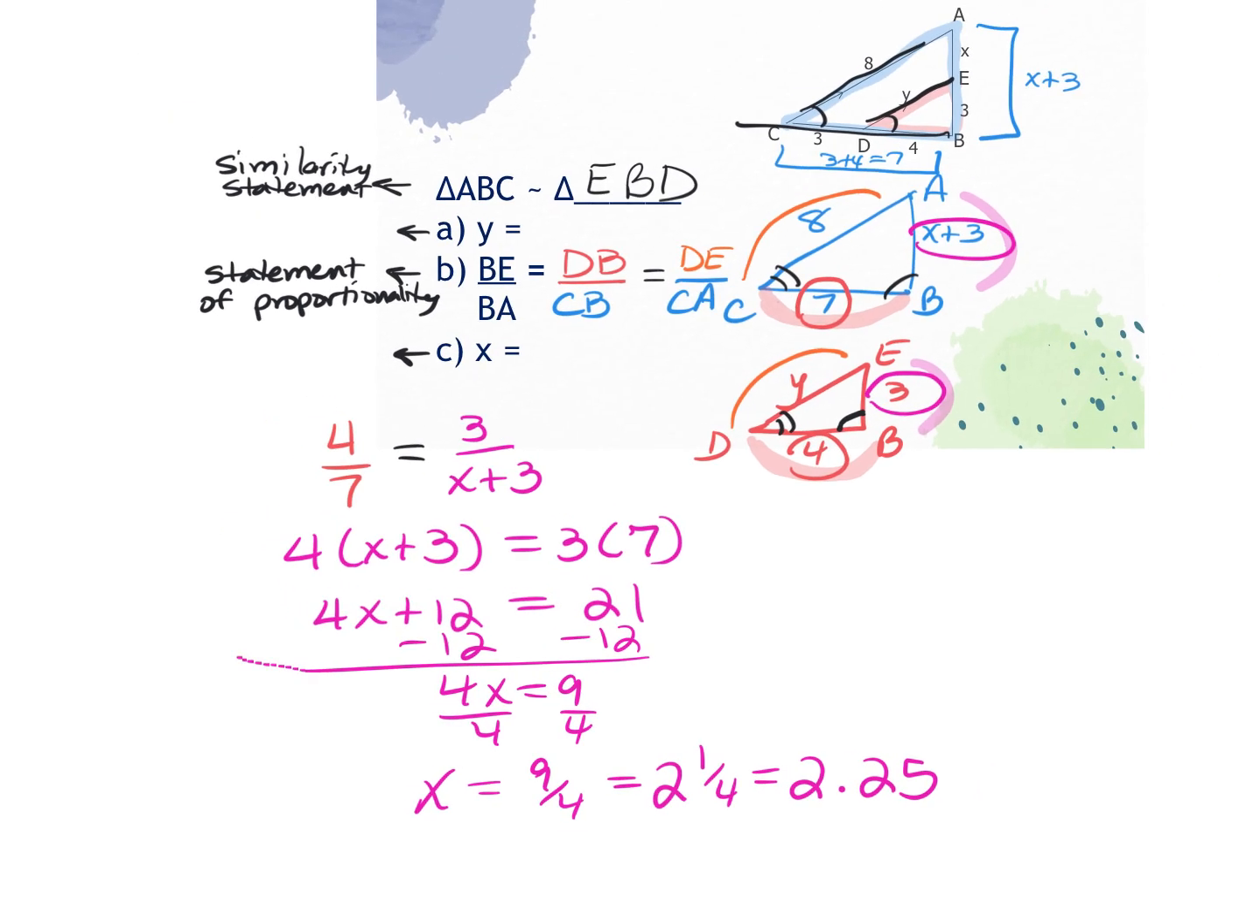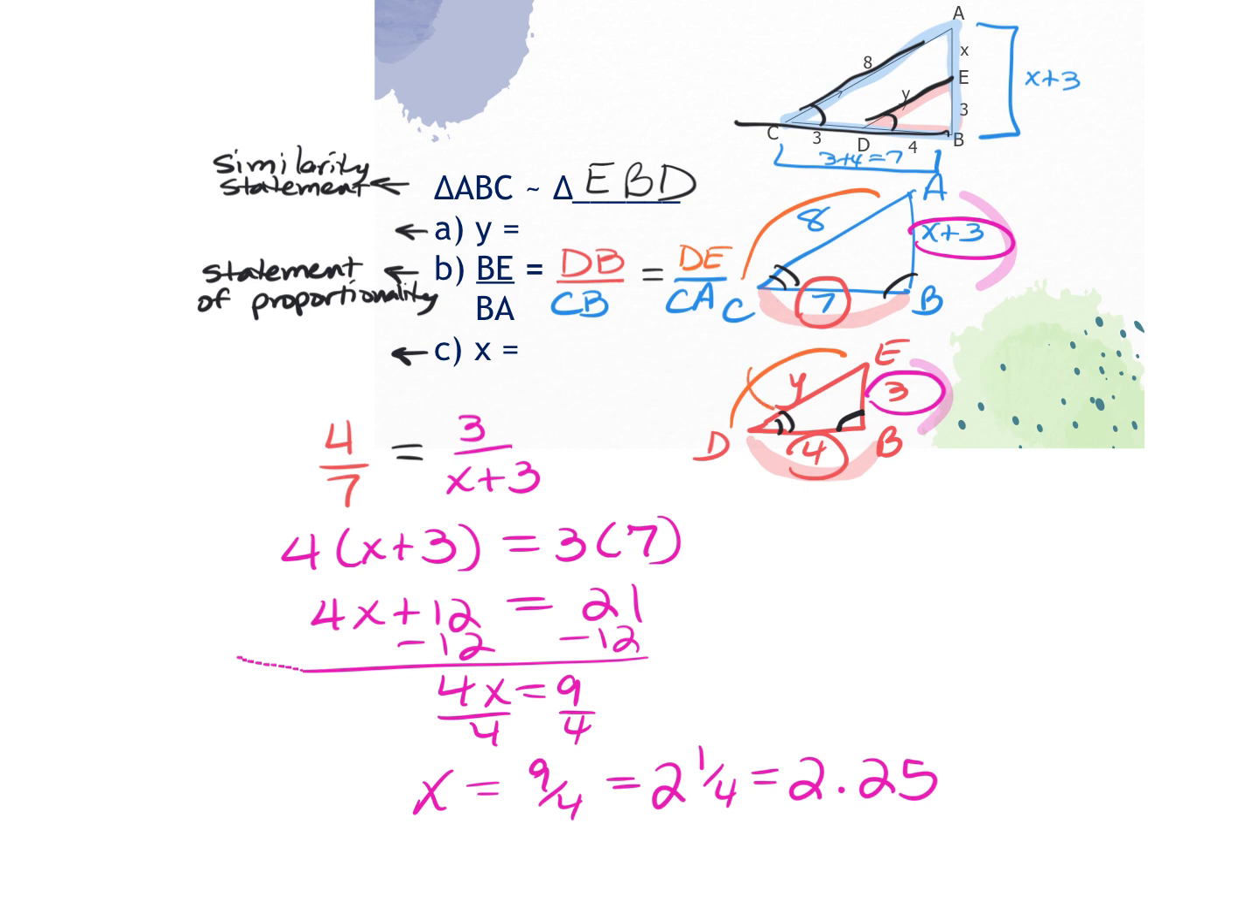For y, you can see the y and the 8 are going to match. I'm still using the 4 over 7. But now I'm going to use the y and the 8. And again, remember, the numerator is coming from the red and the denominators are coming from the blue. Cross multiply, divide.